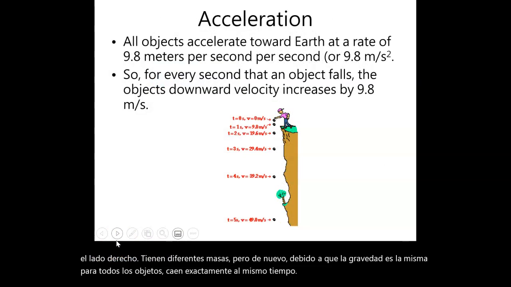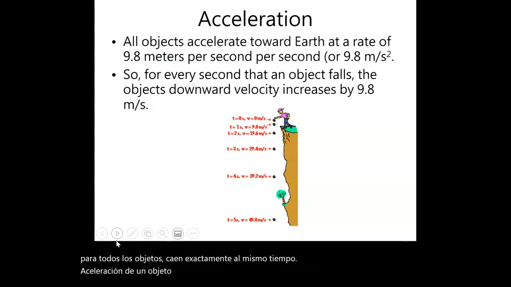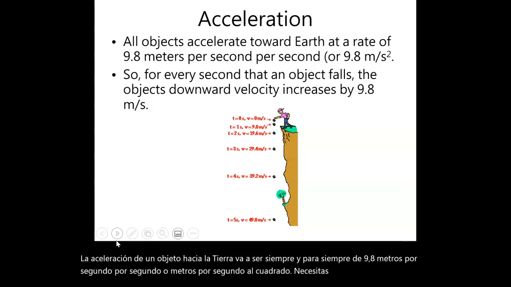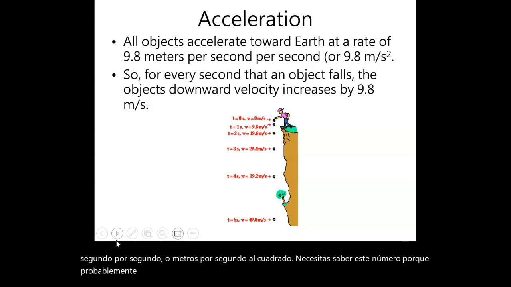Acceleration of an object towards the earth is going to always and forever be 9.8 meters per second squared. You need to know this number because it's probably going to show up on the EOC. So for every second that an object will fall, the object's downward velocity will increase by 9.8 meters per second.